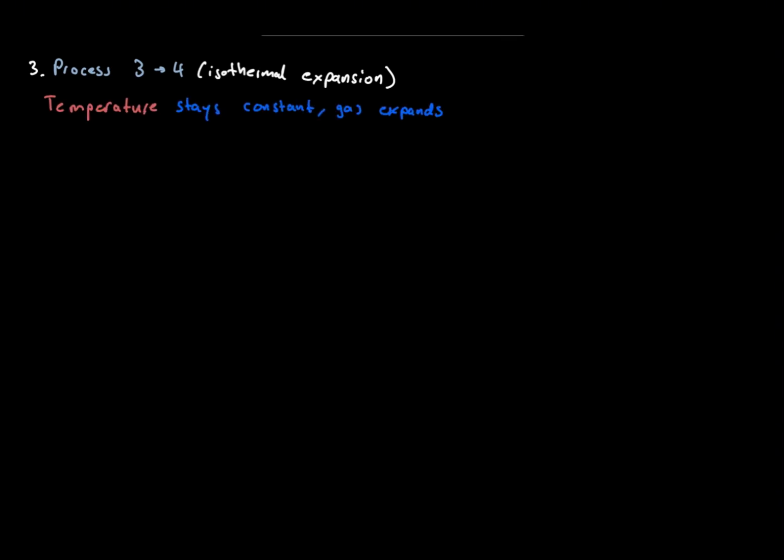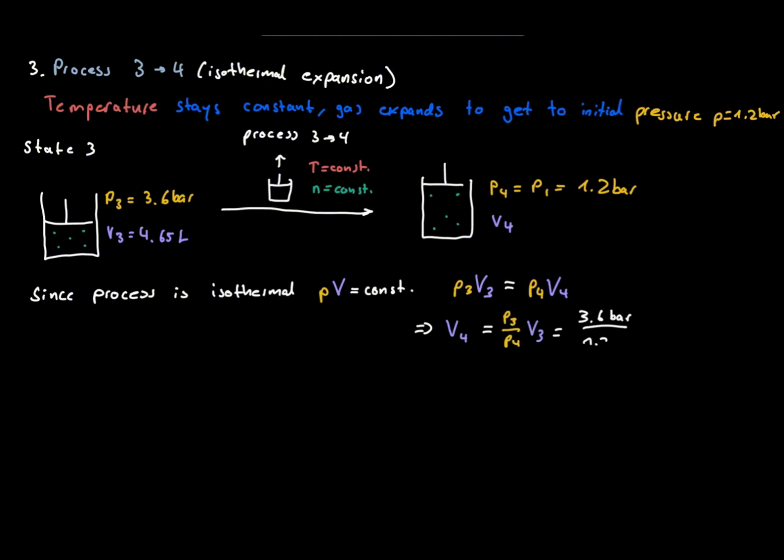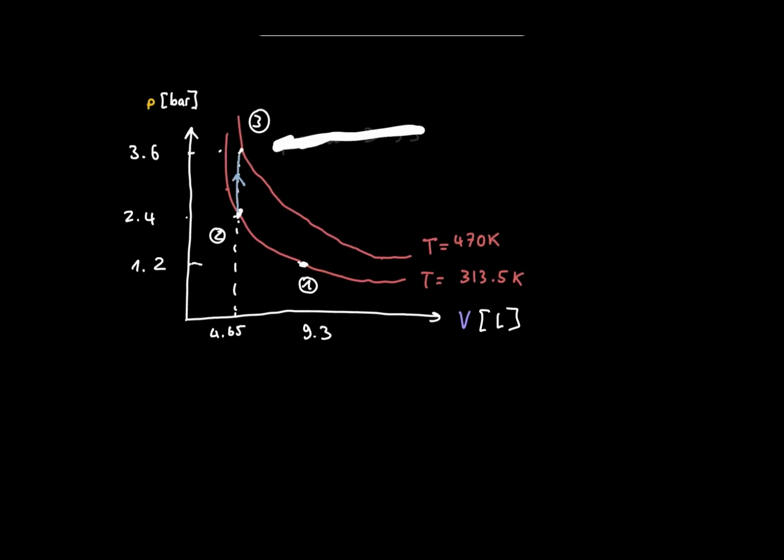Next, we go from state 3 to state 4. This is again an isothermal process, so the temperature remains constant at 470 Kelvin. The pressure decreases back to 1.2 bar. Using PV equals constant, we compute V4 as P3 divided by P4 times V3. That gives approximately 13.95 liters. We now plot state 4. In the diagram, we follow an isothermal curve down and to the right.